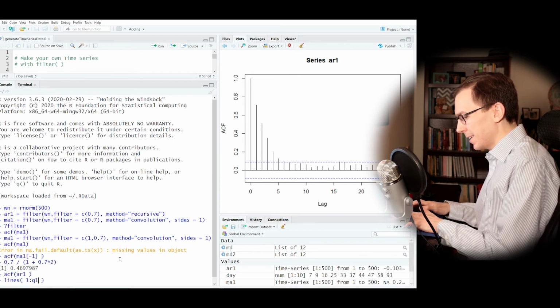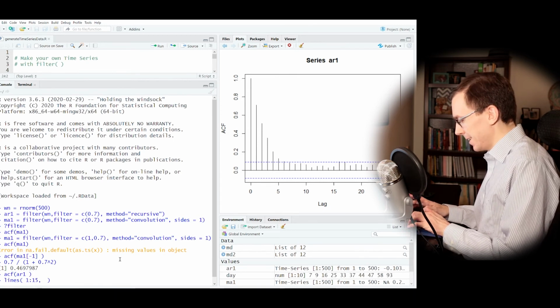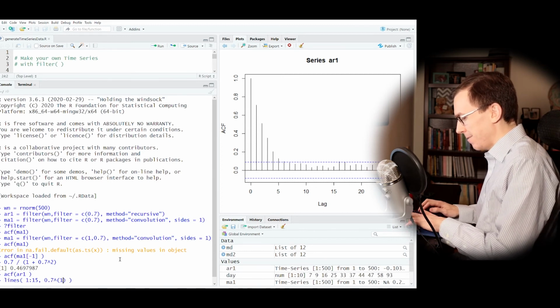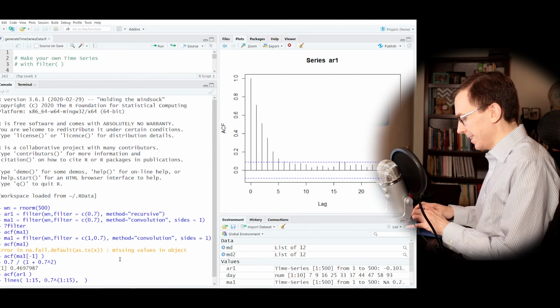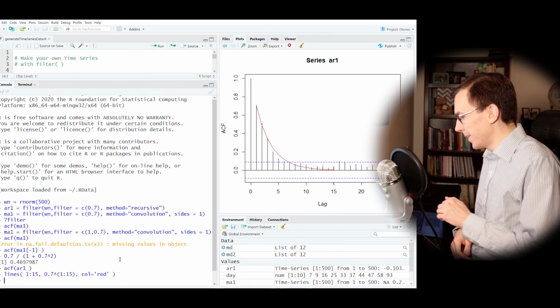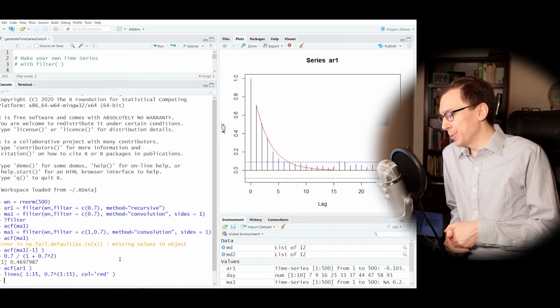We actually could plot this if I said lines, and said, let's say, 1 to 15, and then 0.7 to the 1 to 15, and then gave it a color like red so we can see what's going on here. Yep, and there it is. So that's what the actual autocorrelation should be doing.